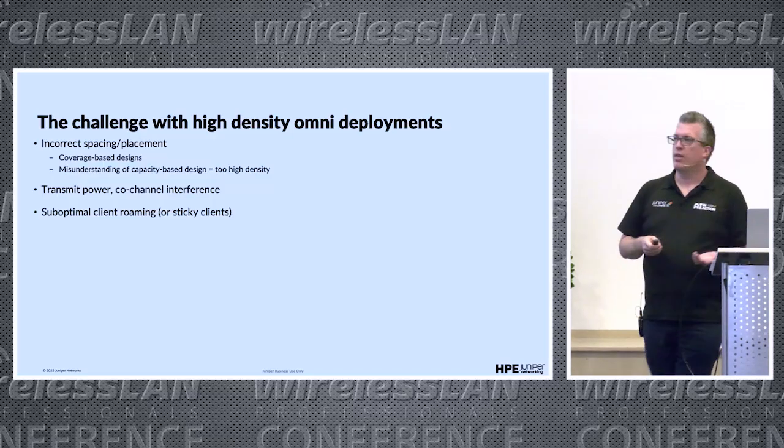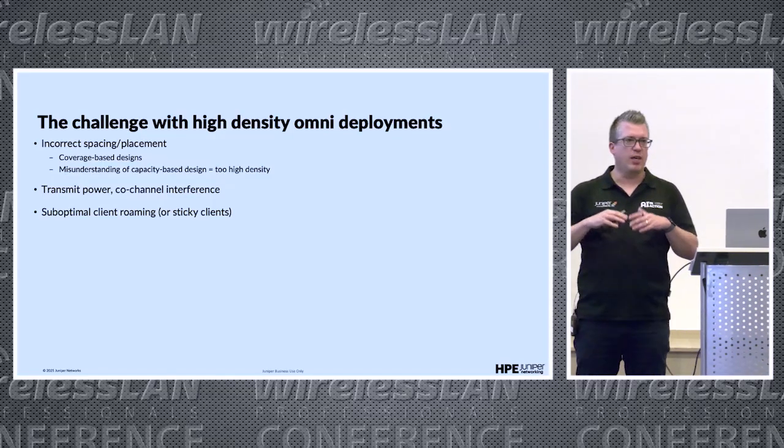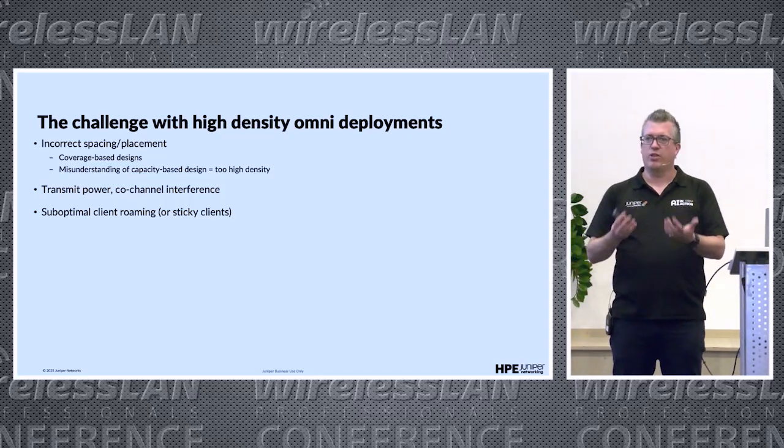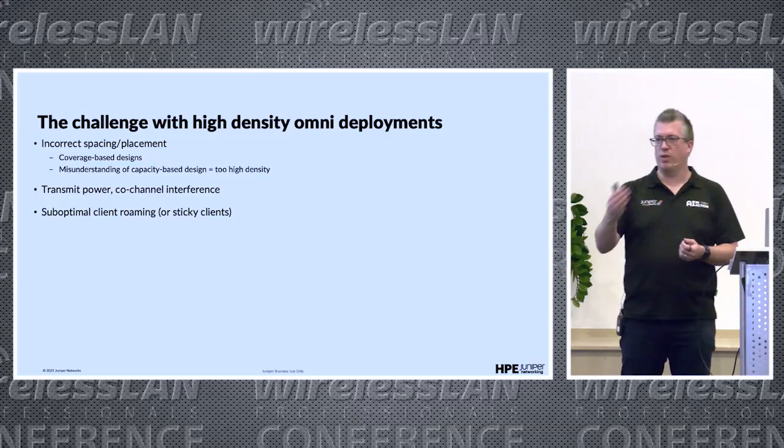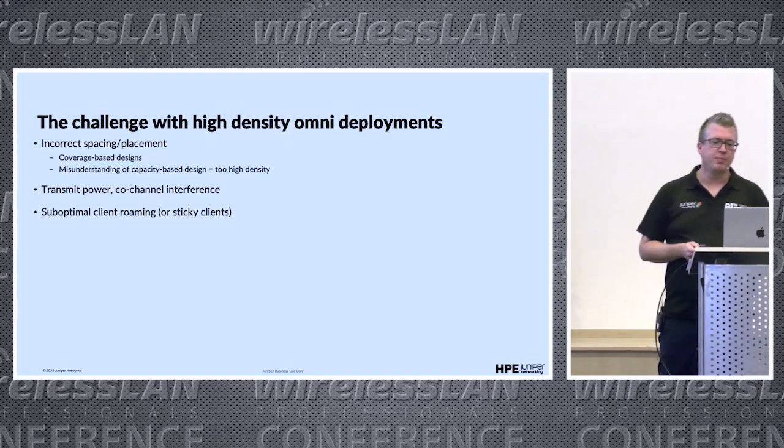So, the old rules of thumb may no longer apply when you're talking about designing for high density and high capacity, and trying to get the best improvements out of future generations of Wi-Fi, not just Wi-Fi 7, but definitely taking advantage of 5 and 6 gigahertz in future.